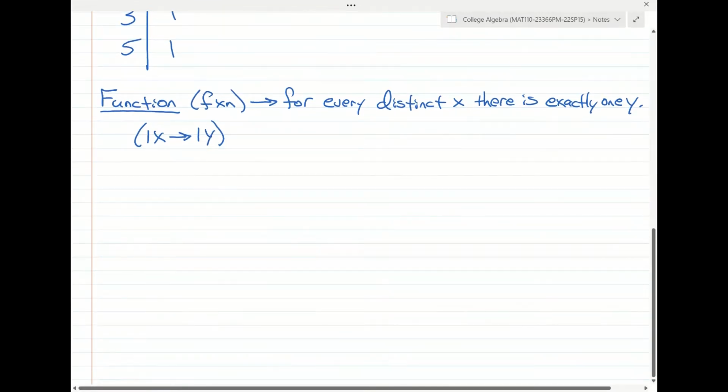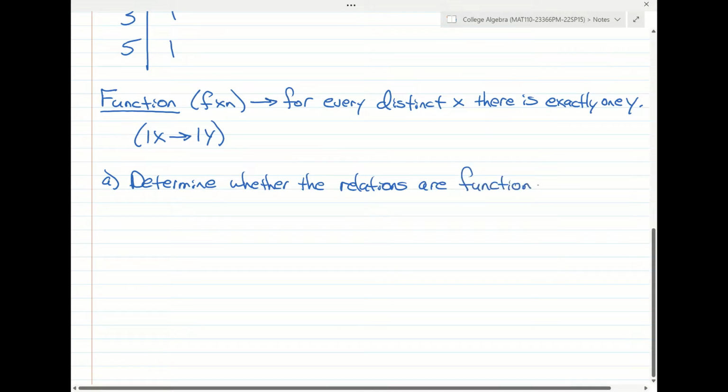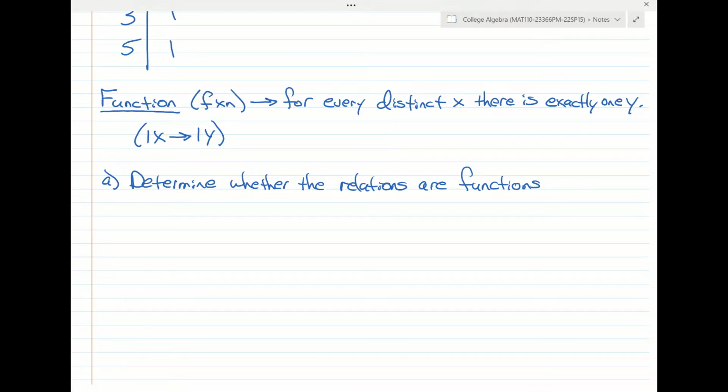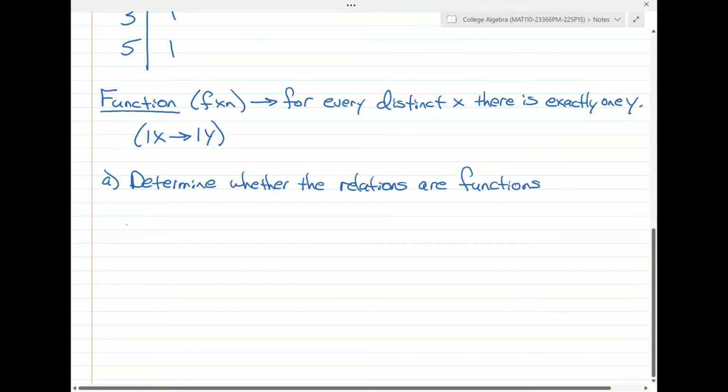So let's go ahead and take a look at some examples. I'm going to ask you to determine whether the relations are functions. So a couple examples here. What if we had (0, 3), another point (-1, 2), another point (-1, 3). And the question is, is that a function?